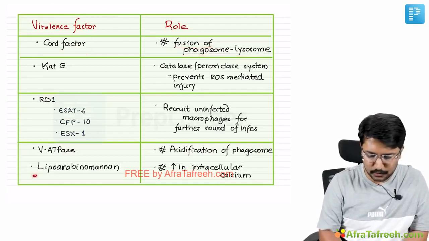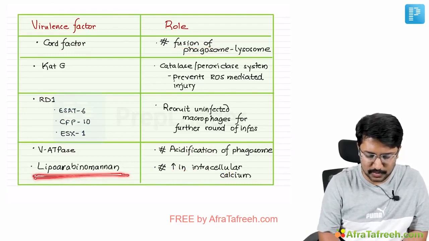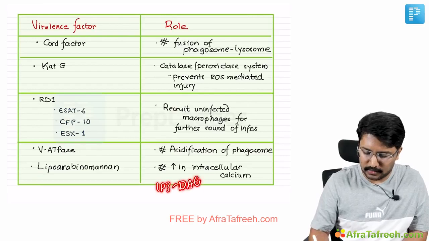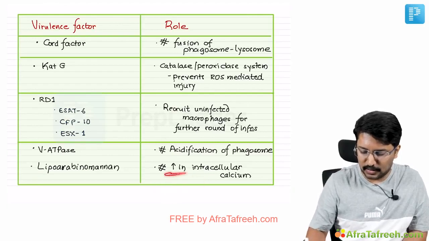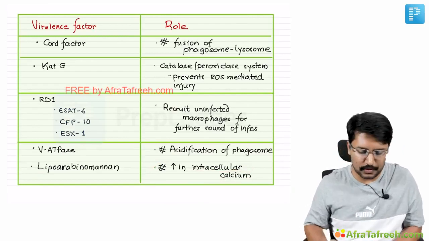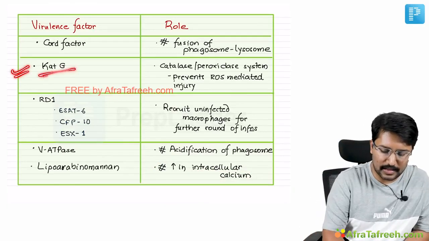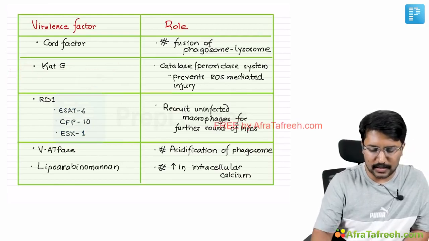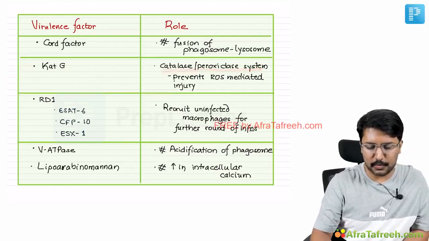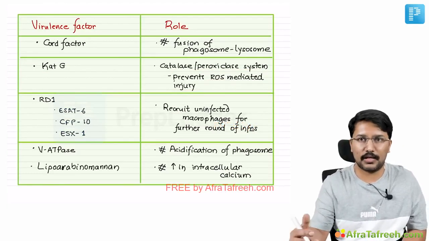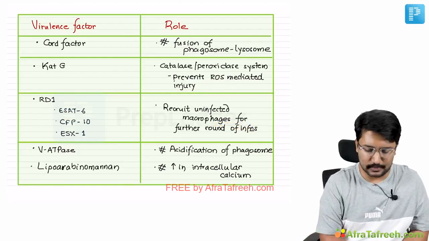Another factor that inhibits the fusion of the phagosome and lysosome is lipoarabinomannan, which inhibits our IP3 DAG pathway. Thus, the increase in intracellular calcium is inhibited, and so there is no fusion of lysosome and phagosome. Then the third factor I'm talking about is CATG, which is a gene, right? It is a gene which codes for the catalase peroxidase system, which prevents reactive oxygen mediated injury. So it is a defense against the oxidative stress of the host cell.